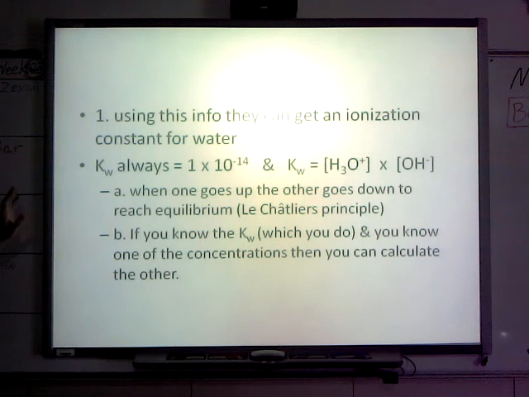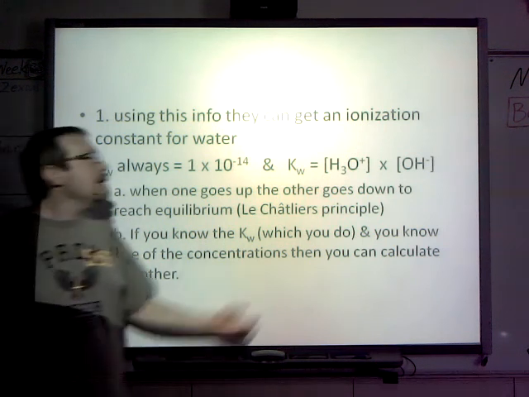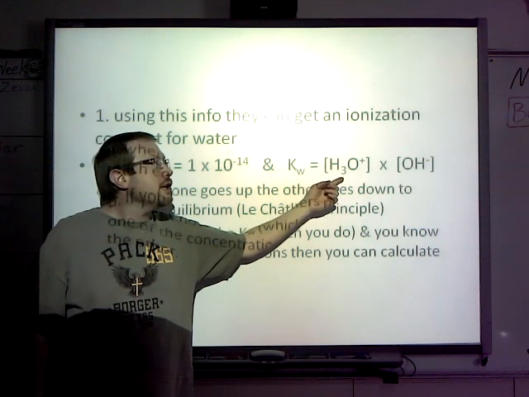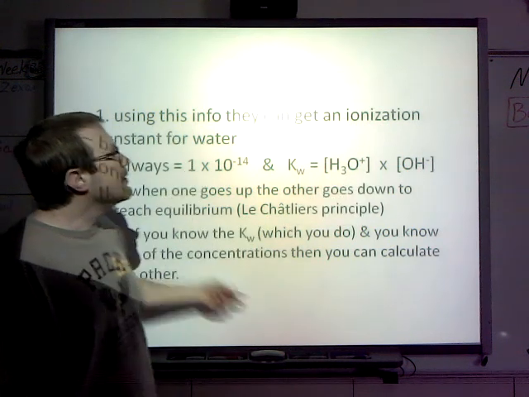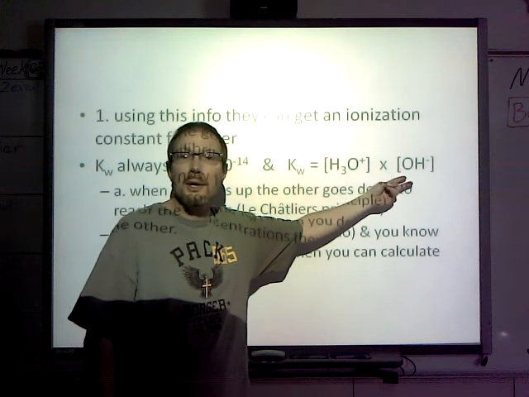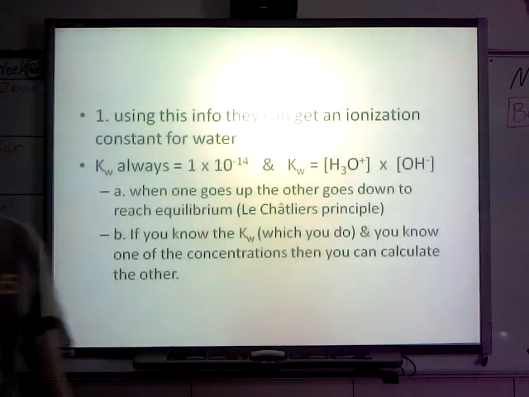So, if you've got a solution and you know its hydronium concentration, you can figure out its hydroxide concentration. All you have to do is take this divided by the one you have to get the one you don't know. It's really pretty easy.